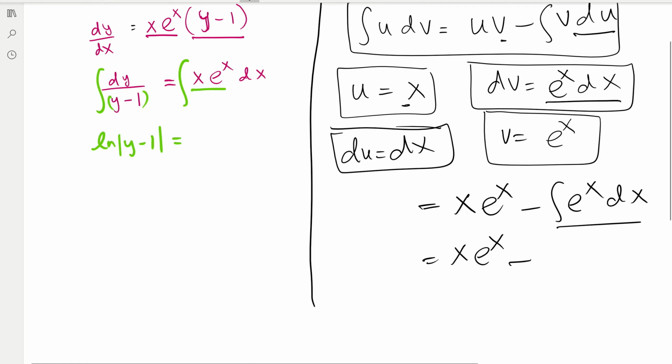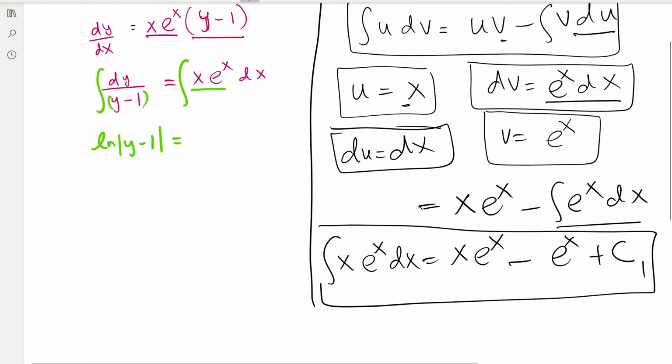The integral of e^x is e^x plus a constant of integration, let's call it c1. Now this is the solution. This is what you get if you integrate x e^x. Okay, all right. If you are completely confused, that means you have a problem with integration by parts. Again, as I said, please review it. I did that fast because I expected you to know integration by parts by now.